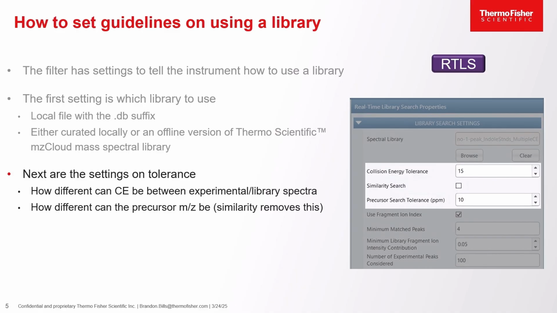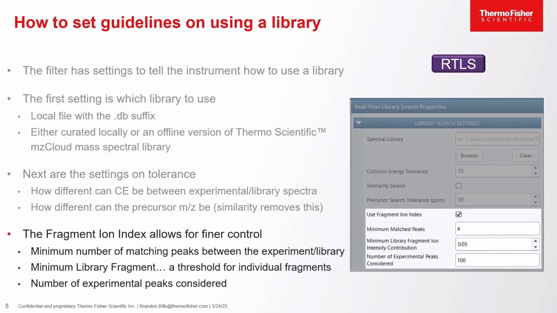The precursor search tolerance in a similar vein means that the precursor from the experiment needs to be within this mass tolerance in ppm of the library precursor for it to be considered a valid comparison. Now, if you're doing a similarity type search, this removes the precursor search tolerance altogether because you are just comparing fragments. We'll talk more about similarity searches later.